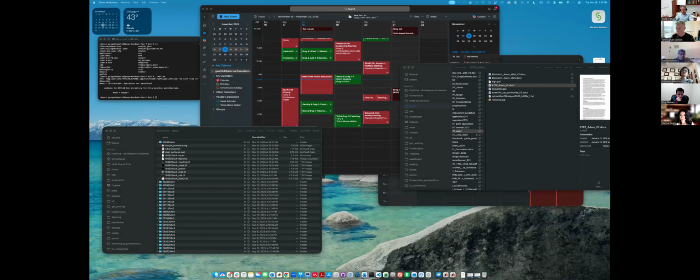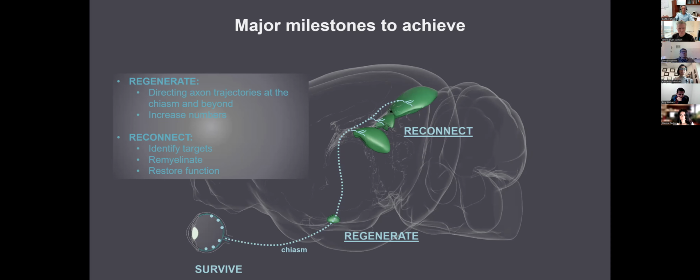And really, I think after the last many decades of work, the big challenge that we're facing right now is how do we get these regenerating axons to grow past the chiasm and into the brain and in high enough numbers. Is there something that we can do to perhaps get them to grow past the chiasm? And maybe that will also facilitate higher numbers of axons regenerating into the brain.